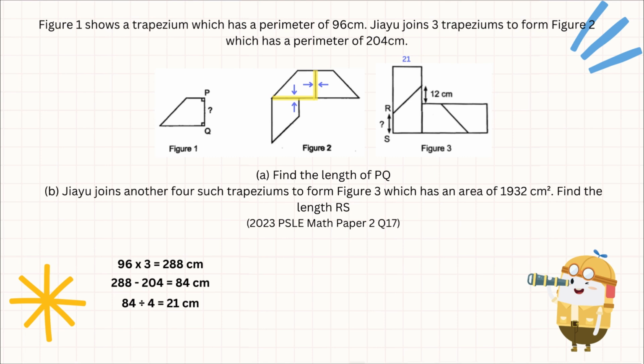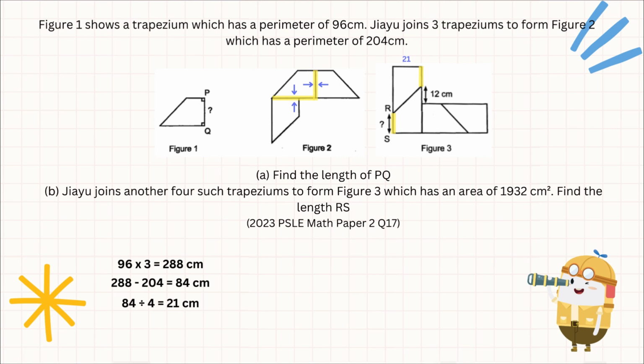Jia joins another 4 of such trapeziums to form figure 3, which has an area of 1932. They're asking for the length of RS. RS over here also happens to be represented by this line. So in actual fact, I'm going to focus on using the entire rectangle that you see over here to solve. Instead of using all 4 trapeziums, I'm only going to focus on 2. Let's find the area of these 2 trapeziums first.